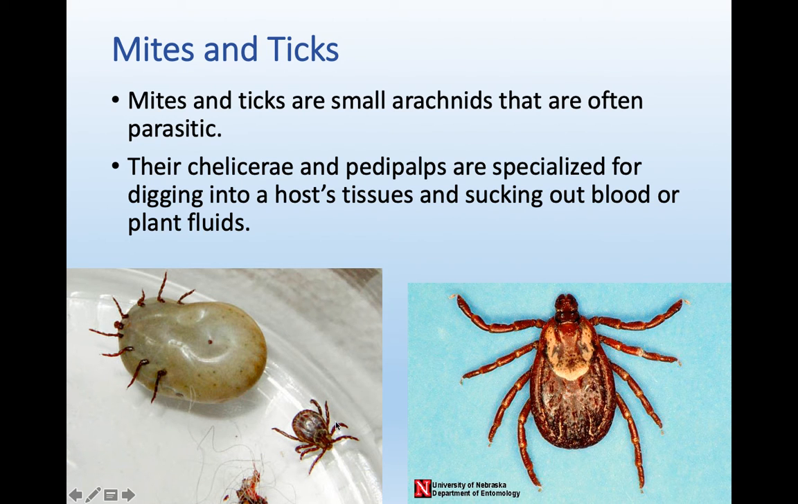Some mites are parasitic towards plants. A good example would be spider mites. I'm not sure if you've ever had a house plant that's been infested with spider mites, but they're parasites for plants. And so they would bite them and drink out fluid from the plant tissues. They can be a big problem for agricultural situations on crops, especially cotton.